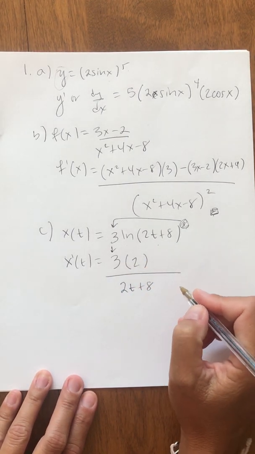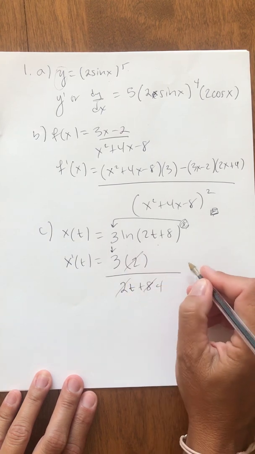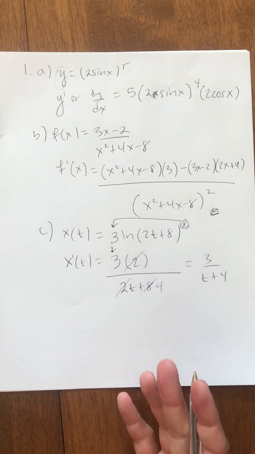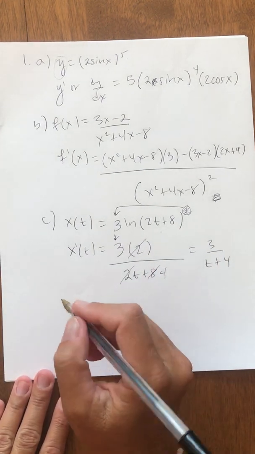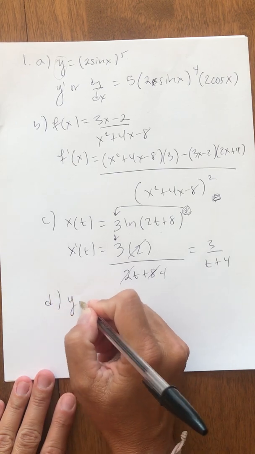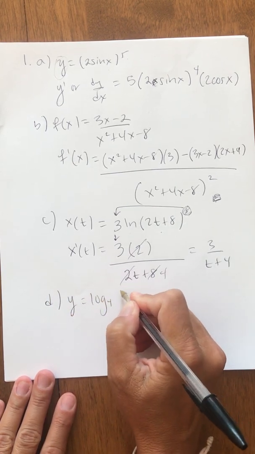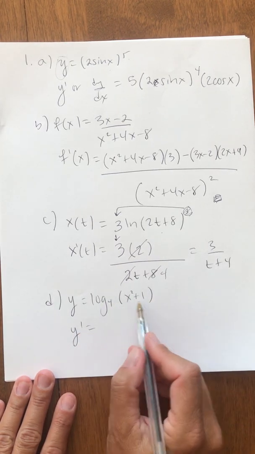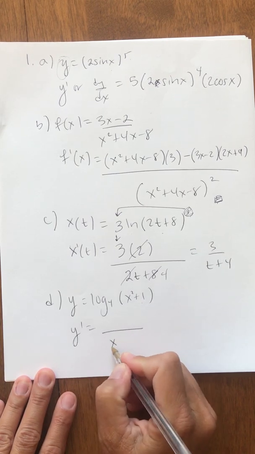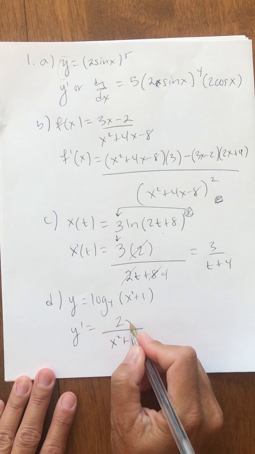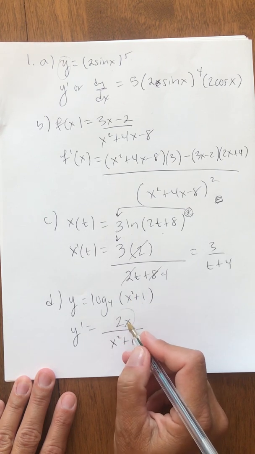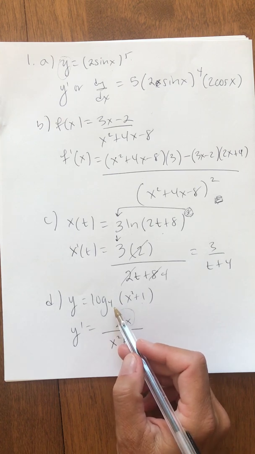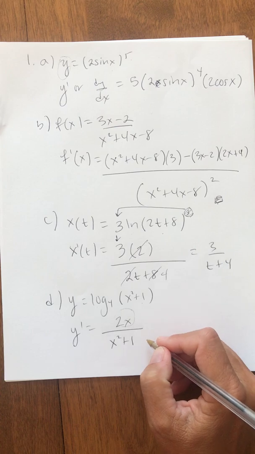So if you wanted to simplify this, you could actually cross a 2 out of everything and we get 3 over t plus 4. Were you correct here? Absolutely. All right, so for part D, we have y equals log base 4 of x squared plus 1, my derivative notation. So the derivative of log of something is always 1 over the something times the derivative of the something. This is my chain rule. Now I need my change of base, right? So I need to divide by ln of 4.